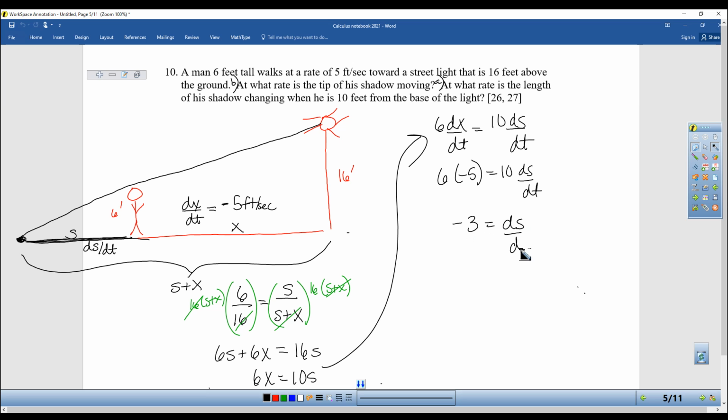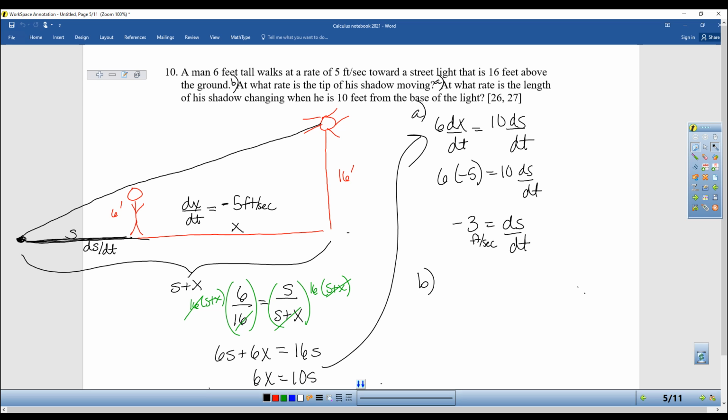Let's see now, does it make sense that it's negative? Yes, as he gets closer and closer to the streetlight, his shadow is going to get shorter. So it makes sense, that answer. Its unit is feet per second. It's a linear distance. It's not area, it's not volume, so it's just straight up feet per second. So that was part A.